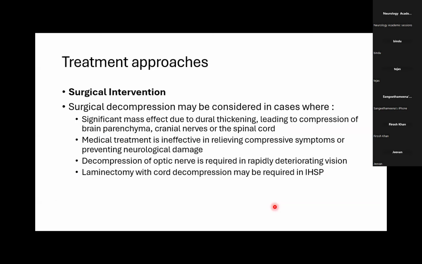Then the last one is surgical intervention. Surgical decompression may be considered in cases where there is significant mass effect due to dural thickening, leading to compression of brain parenchyma, cranial nerves, or spinal cord, and medical treatment is ineffective in relieving compression symptoms or preventing neurological damage. Decompression of the optic nerve is required in rapidly deteriorating vision. Laminectomy with cord decompression may be required in idiopathic hypertrophic spinal pachymeningitis.